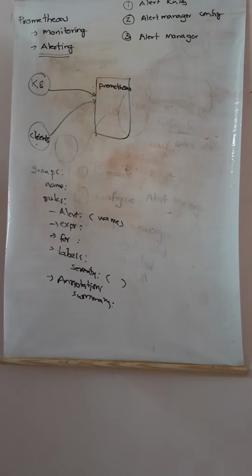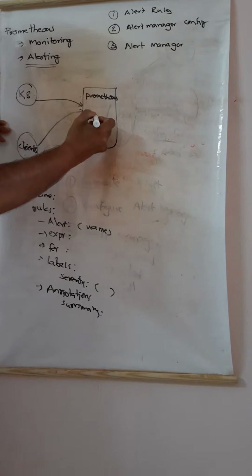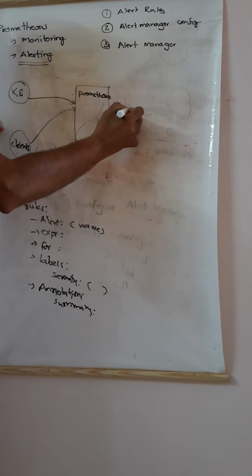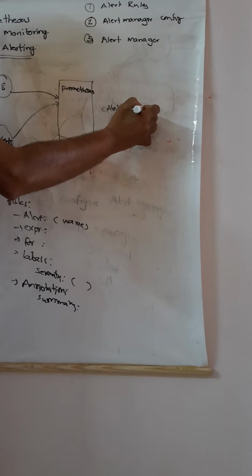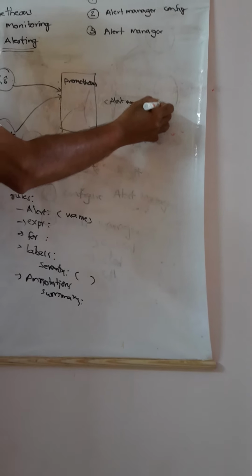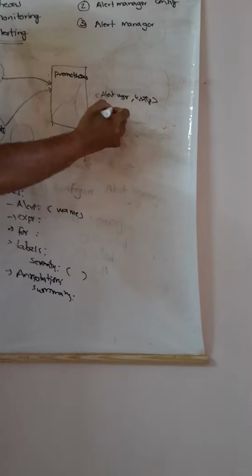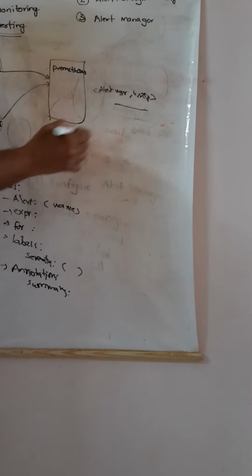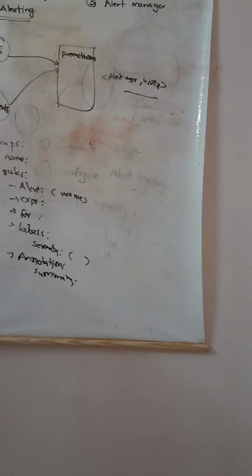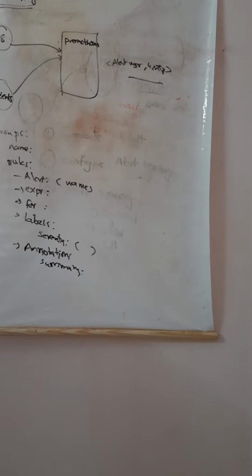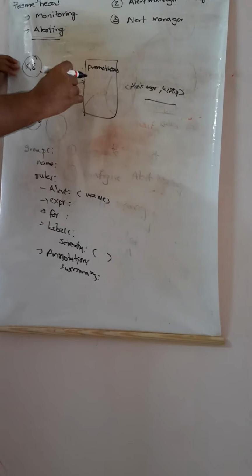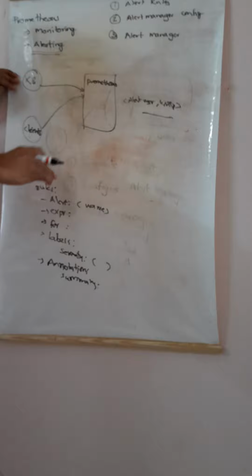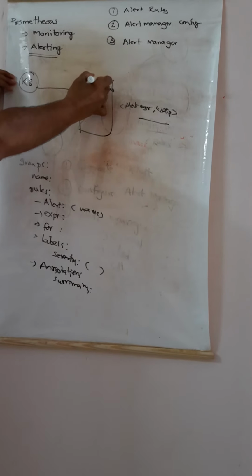But in Prometheus configuration file also, there is an alert manager config section, where you need to specify the IP address of the alert manager to where it has to send the data. And the existing alerts can be seen in the UI also. What are the alerts that are configured in the Prometheus system can be seen in the alerts tab in the Prometheus UI.